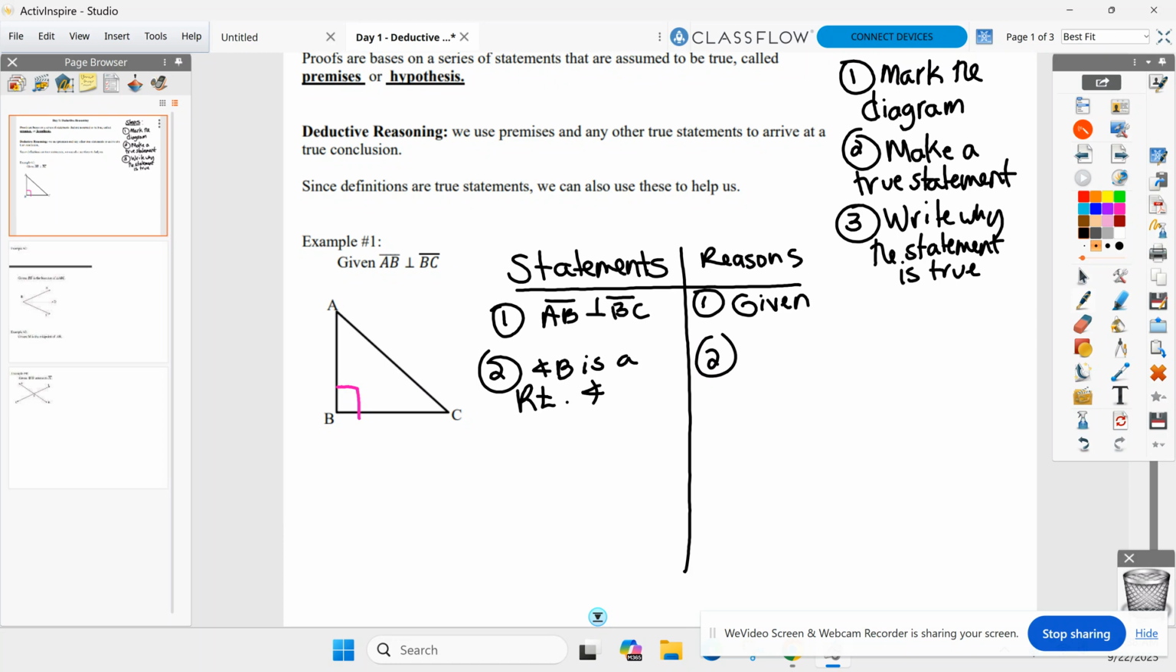Because AB and BC are perpendicular. What was the key vocabulary word? All right, everybody, yeah? Because I heard the word perpendicular, that's how I knew angle B had to be a right angle. So here's what I want you to write down.